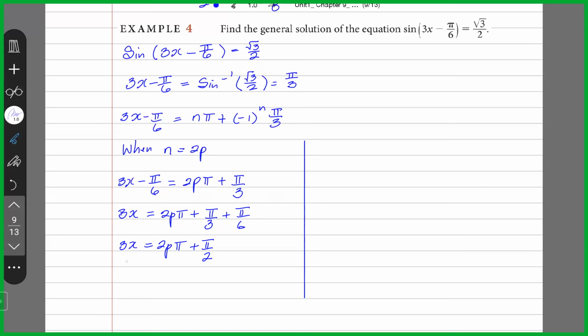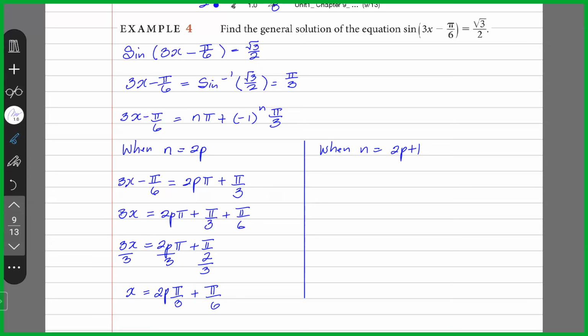Now, if I divide the entire equation by 3, I'm going to get x is equal to 2p pi by 3 plus pi by 6. So that is when n is even. Let us see what happens when n is odd. So when n is equal to, let us say, 2p plus 1, where p is an integer.